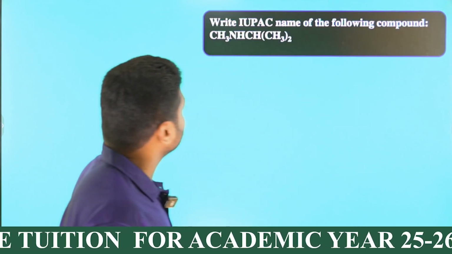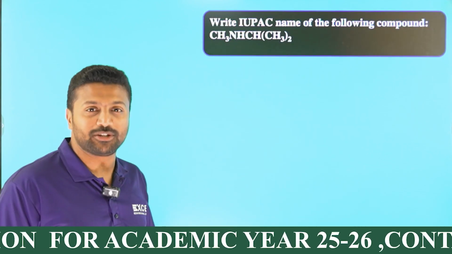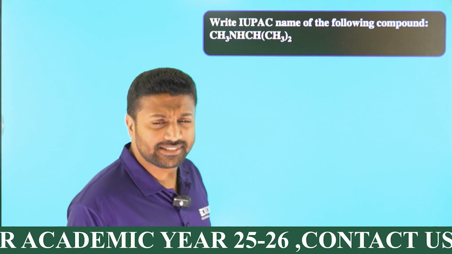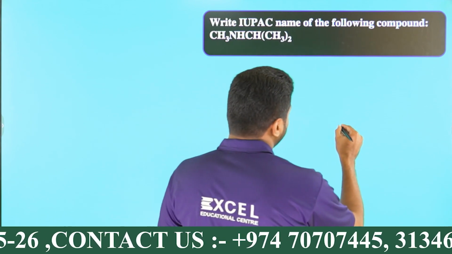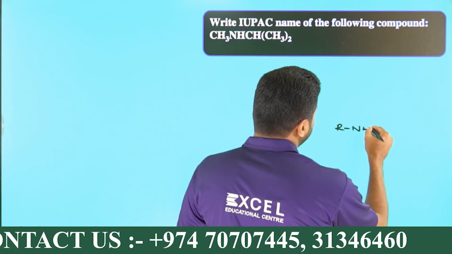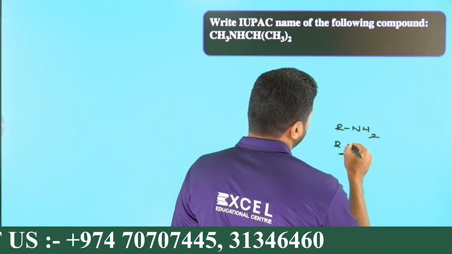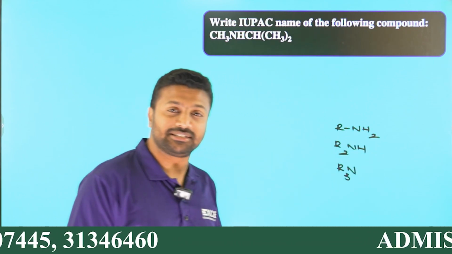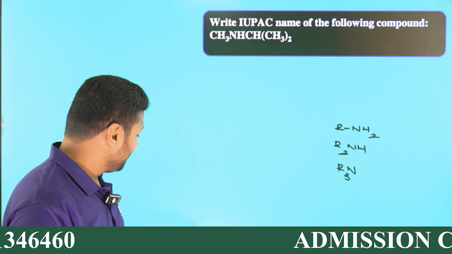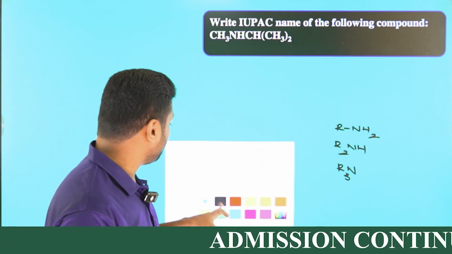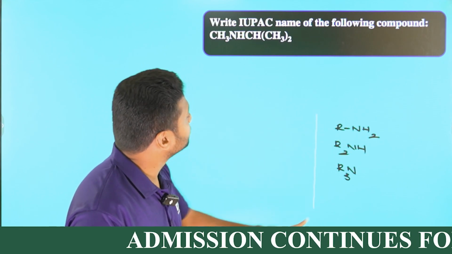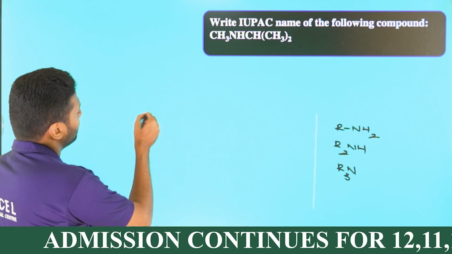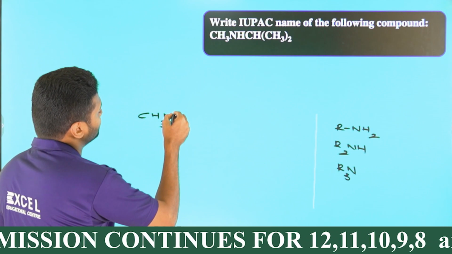Question number 1. Write the IUPAC name of the following compound. Regarding the IUPAC name, amines may be primary, secondary, or tertiary. Primary amines are represented by RNH2, whereas secondary amines are represented by R2NH. Finally, tertiary amines are represented by R3N. Here my question: write the IUPAC name of the compound. The given compound is CH3NH.